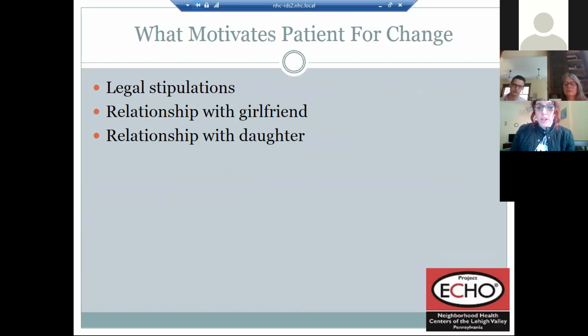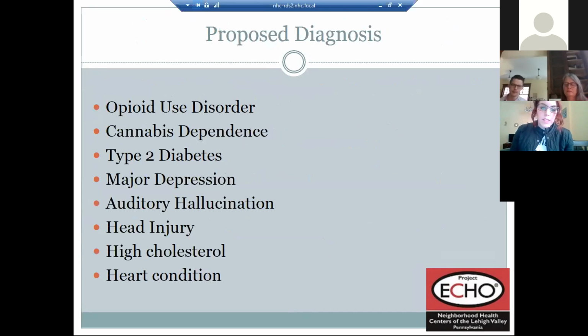For motivation, he has legal stipulation, so he feels like he definitely needs to do it. And then he also has family as a really big motivation for him, relationship with his girlfriend and his daughter. For proposed diagnosis, again, opioid use disorder, cannabis dependence, type 2 diabetes, major depression. I added the auditory hallucination on there. Head injury, the high cholesterol, and the heart condition.